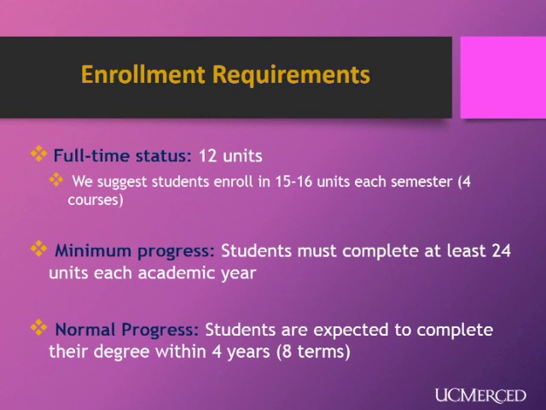In order to be a full-time student, you need to be enrolled in 12 units. However, we suggest students enroll in 15 to 16 units each semester, which is about 4 classes. This is so students can be on track to graduate on time. Minimum progress means that students need to successfully complete 24 units each academic year. If a student receives an F and does not pass the course, then they will not receive units for the class. Normal progress means that students are expected to complete their degree requirements within 4 years or 8 terms.